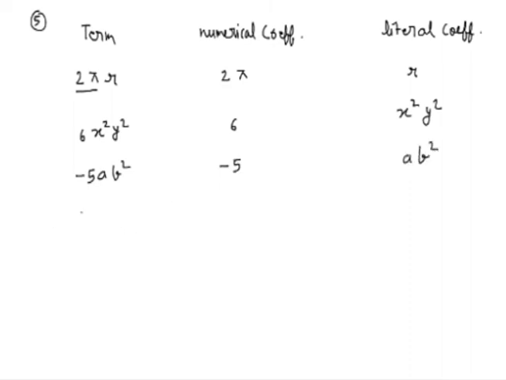And the last one is 4 by 3 abc. So 4 by 3 is numerical coefficient and a b c, these are our literal coefficients. So in this way we have to write the coefficients. So we have completed exercise 12.